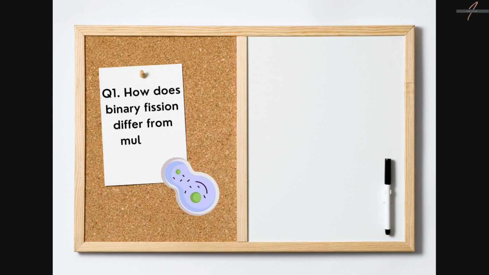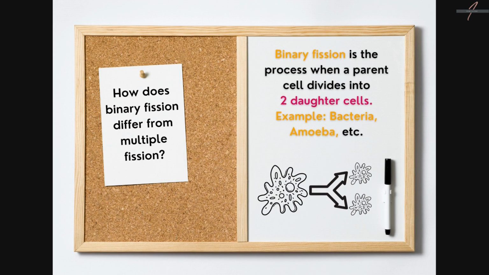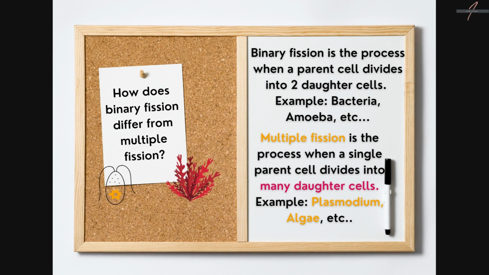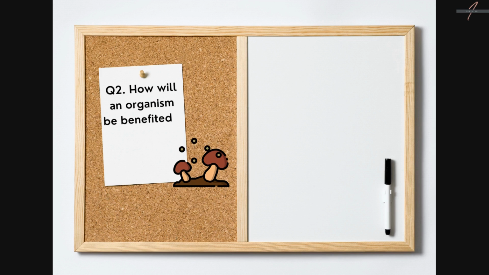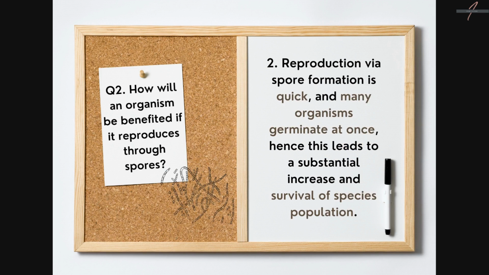First, how does binary fission differ from multiple fission? Binary fission, as the name suggests, is the process when a parent cell divides into two daughter cells. Multiple fission is the process when a single parent cell divides into many daughter cells. Next question, how will an organism be benefited if it reproduces through spores? As spores are composed of thick walls, hence can easily sustain harsh conditions and also prevent dehydration of cells. Reproduction by spore formation is quick and many organisms germinate at once. Hence, this leads to a substantial increase and survival of species population.